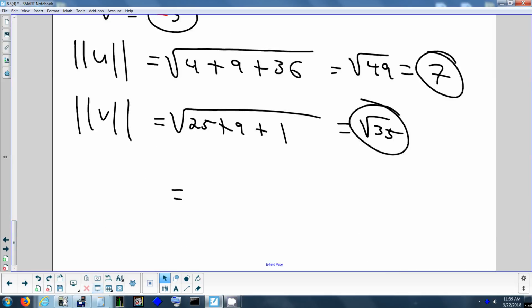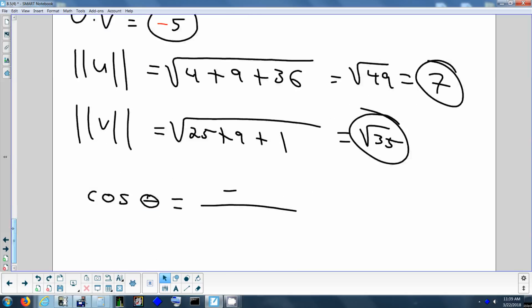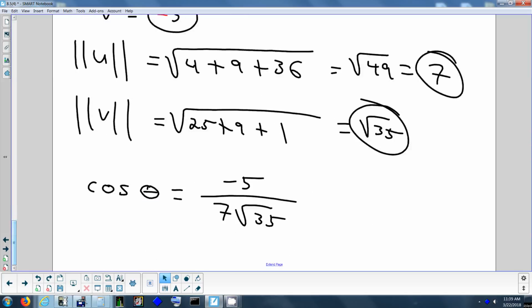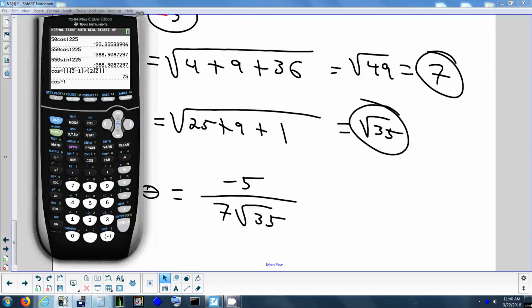Curtis, can you remind me what trig function I use on the left side to find the angle? Not sine. Cosine. Cosine of the angle equals what goes in the top? -5. Dot product goes in the top. And in the bottom? 7 square root of 35. And now we're trying to get rid of cosine, so inverse cosine. All right, so second inverse cosine.